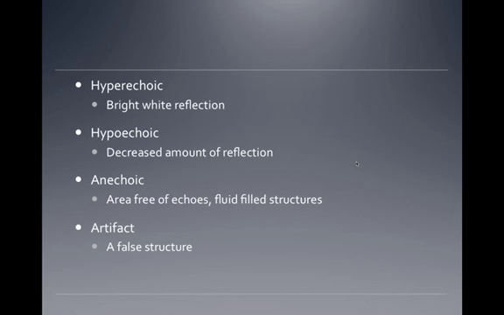That means we're seeing a decreased amount of reflection. An area that's free of echoes is anechoic, and we'll see that when we see some fluid-filled structures, so we're not seeing anything reflected back from that. And then you'll also hear the term artifact, and that just means a false structure. You might be seeing something on the film, and I might say, hey, that looks like artifact. Okay, it's just something that's a reflected wave.